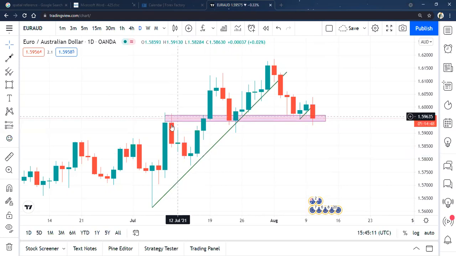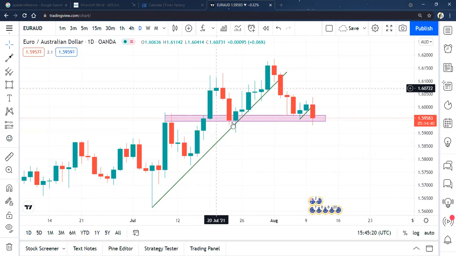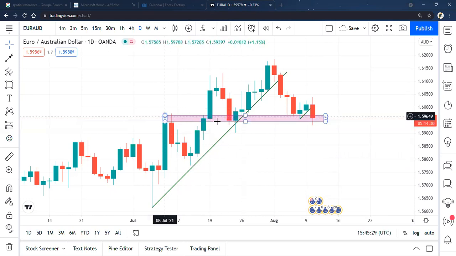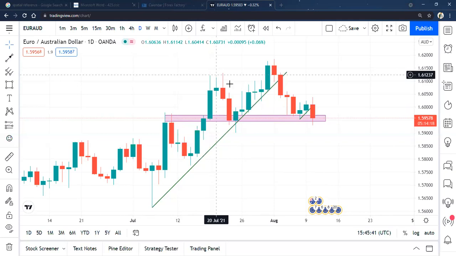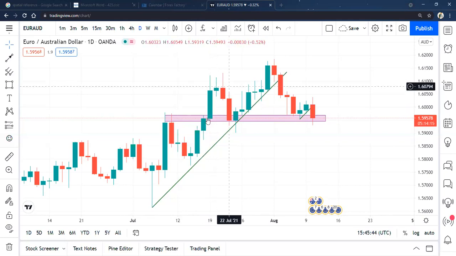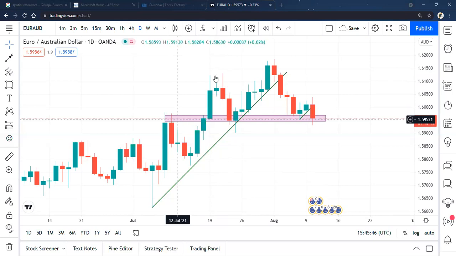reached here and then it fell down here. It reached that level, and after some time it pushed higher up again, and then came back here. By visiting this level, it meant that because we broke this level here, it turned out to be a support level. If you missed this move, you could have waited for the price to pull back and retrace to visit the same level. When the price went further up and then came down again to visit the same level, we noticed that this level is still strong.